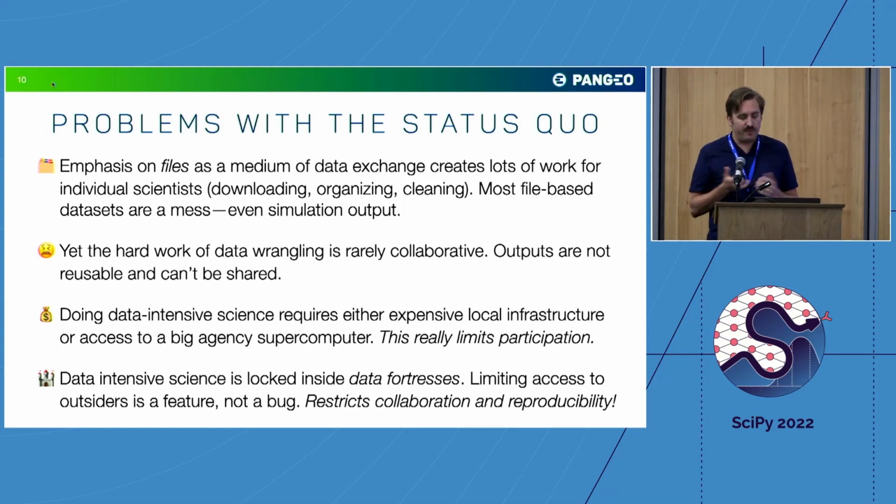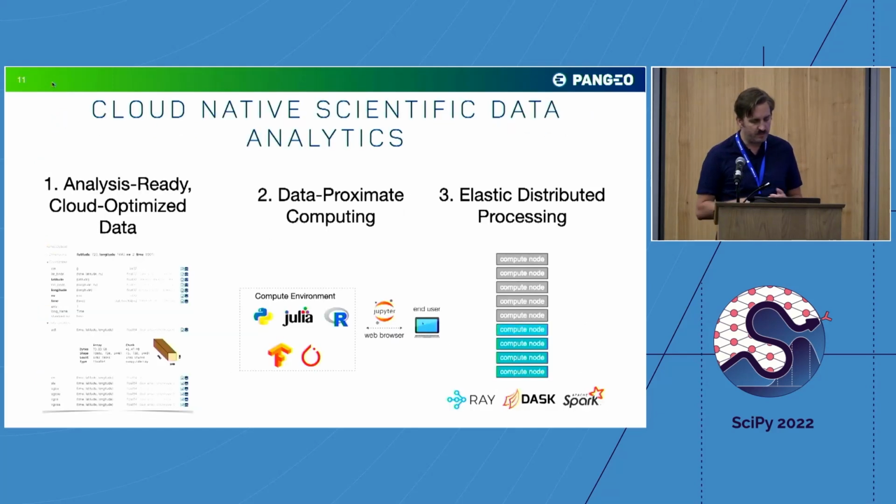And finally, this data fortress problem. Limiting access to outsiders is a feature, not a bug, of the way our infrastructure works. They're literally designed to keep people out, which is the opposite of what we want to do in an open science, collaborative world. So that's a real limiting factor.